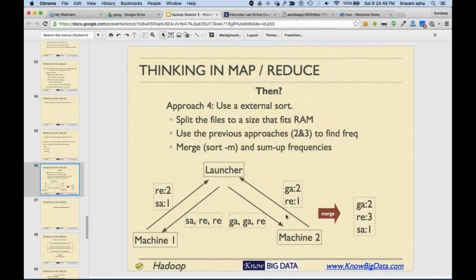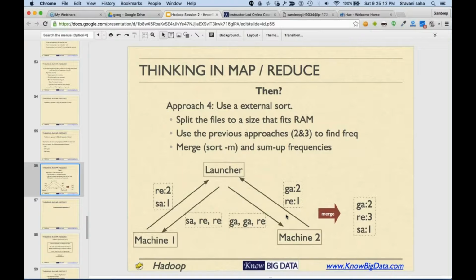Let's say you are on a machine called launcher, and you have two machines, machine 1 and machine 2, or maybe the launcher is also one of the machines. Now you split the data into two parts. One part goes to machine 1, the other part goes to machine 2.